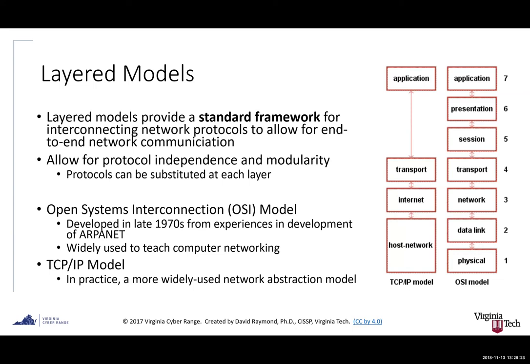So that's network topologies, that's interesting from a networking standpoint. But if you're going to really delve into how computer networks function, and if you're going to be a cybersecurity person who really has to understand how these protocols work together, you really have to understand this notion of layered network models. And so what is a layered model? Layered models provide a standard framework for interconnecting network protocols to allow for end-to-end network communication.